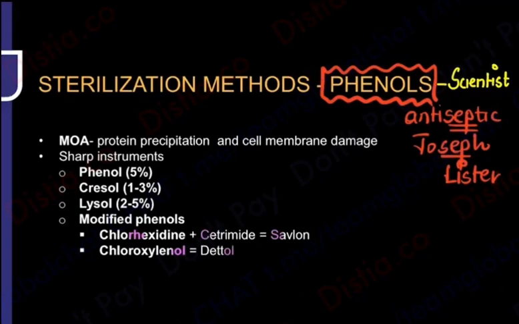So what is the mechanism of action? It is going to damage the cell membrane and precipitate the proteins. It damages the membrane, precipitates the protein, so the organism will be killed. So all the sharp instruments can be put in phenols. What phenols do you know? One is just phenol 5%. Then for floor cleaning you have Lysol. Lysol is also phenol. Cresol is also phenol. So phenol, Cresol, Lysol, these sound the same.